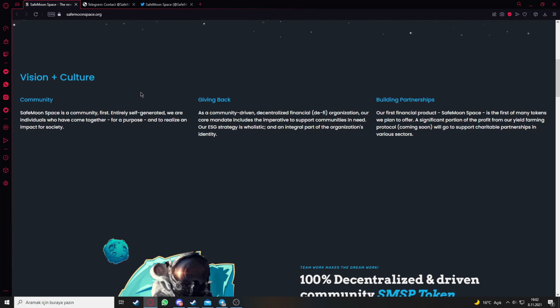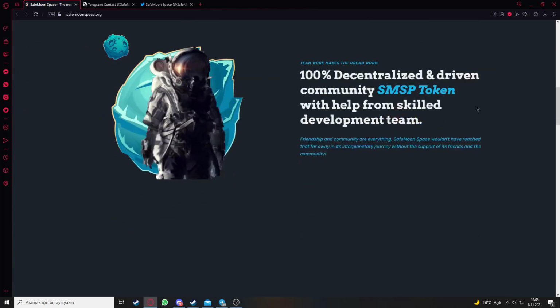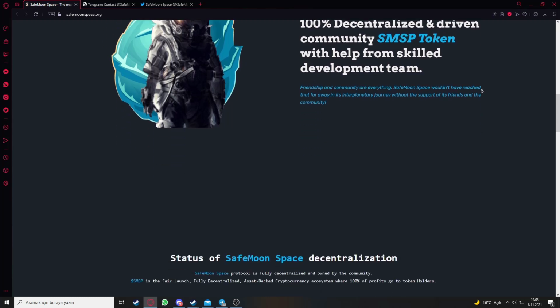Building partnerships. Our first financial product, SafeMoon Space, is the first of many tokens we plan to offer. A significant portion of the profit from our yield farming protocol, which is coming soon, will go to support charitable partnerships in various sectors. Teamwork makes the dream work. 100% decentralized, driving community, SMSP token with help from a skilled development team. Let's go over the details about it.